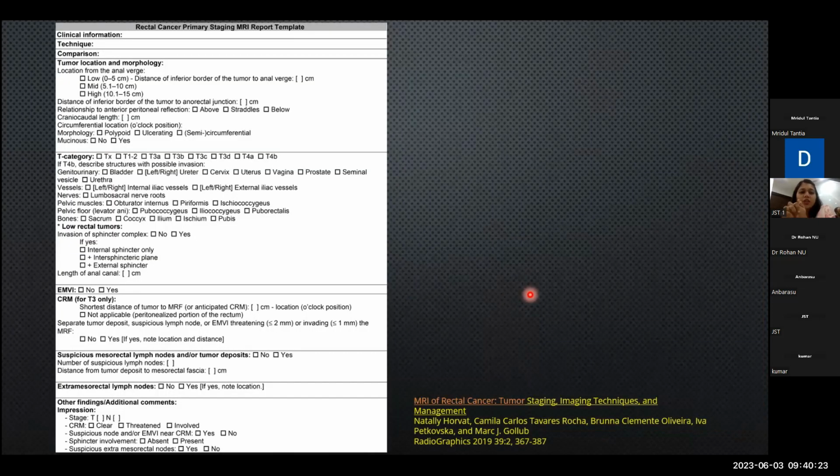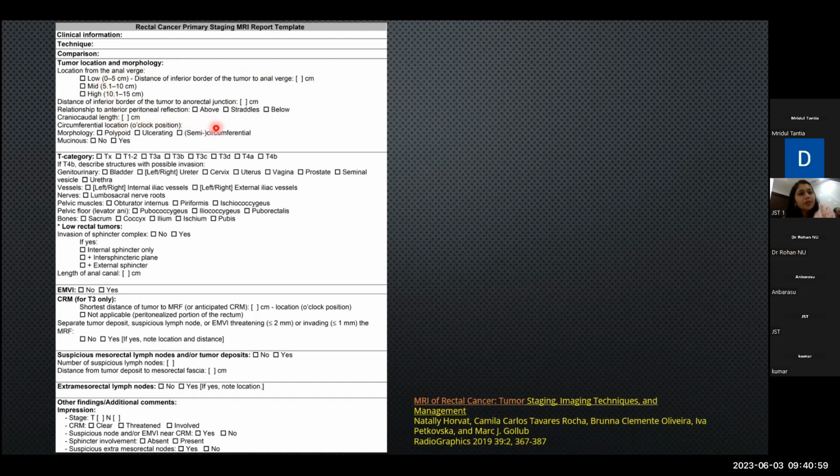So this is the usual template almost followed at every institute, and if asked by the clinician, it can be given in a structured format. We give it in a detailed format, but all of these points are covered. So it includes the tumor location and the morphology: the location from the anal verge, the distance of the inferior border of the tumor to the anorectal junction. This distance can be given because it's very important from the surgical point of view, but usually when we characterize the lesion, from the anal verge we divide the tumor as low, mid or high.